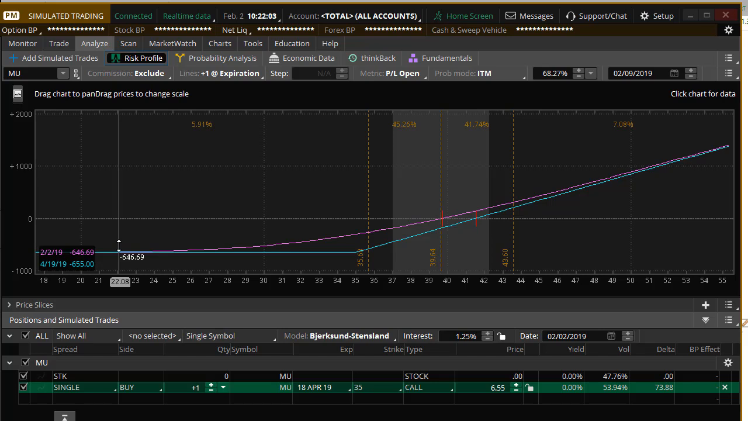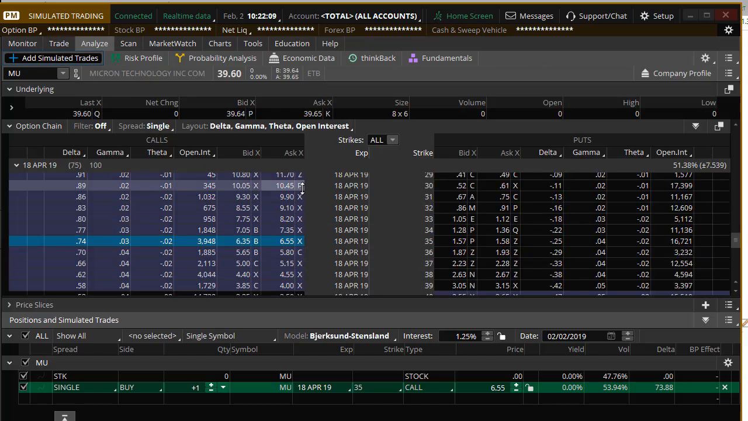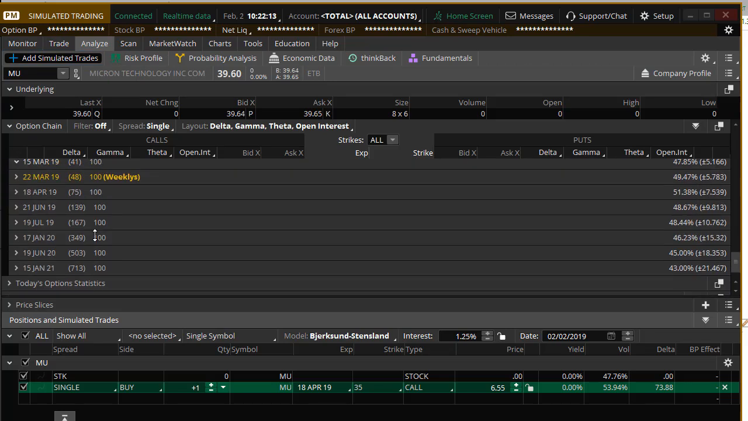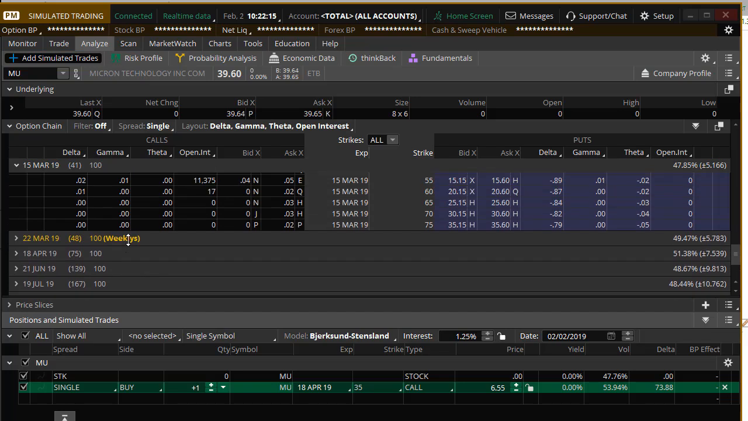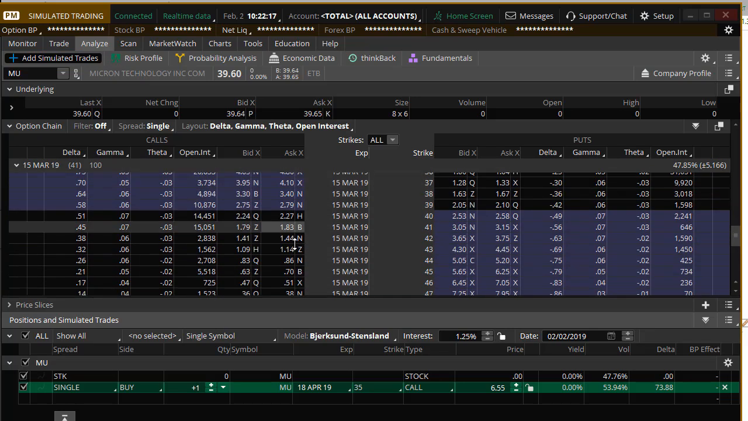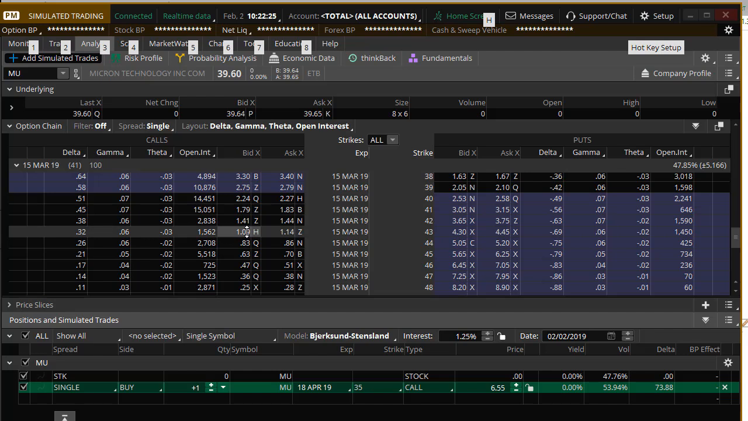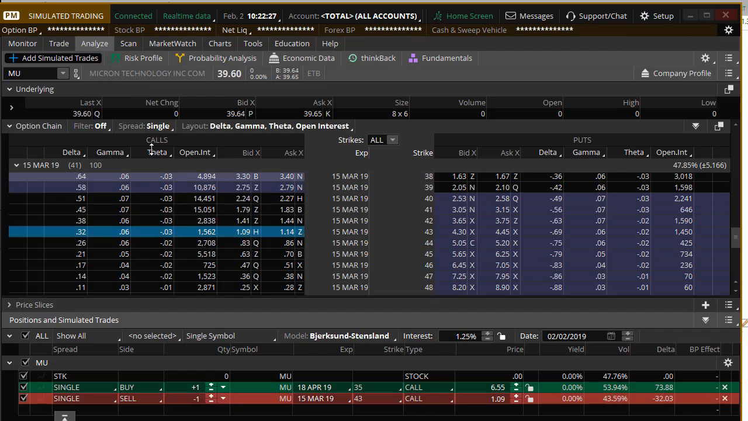Okay. But if we were to do something like this, let's go from April to a shorter-term time frame. Let's look at March contracts. Find an option that's out of the money. Probably this one here, out of the money. Sell this option. Now let's go back and look at the risk profile of the trade.